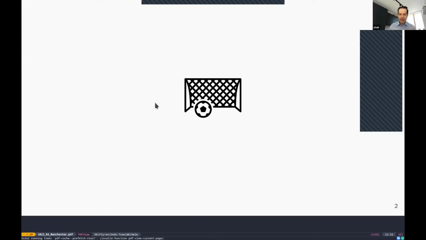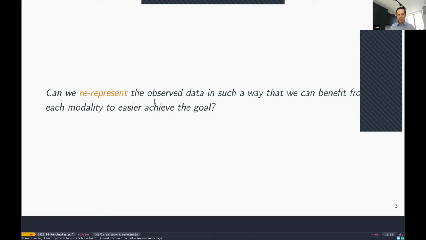There's really two ways of thinking about this, and the way I think about it is in terms of the word re-representation. We got these apples and oranges, which are measurements of this thing that we want to think about. They are clearly in some form of representation, based on how we measure them. And when we think about this in a latent variable setting, we want to re-represent the data, so restructure it, so that in the new structure we can benefit from each of the modalities to achieve this goal.